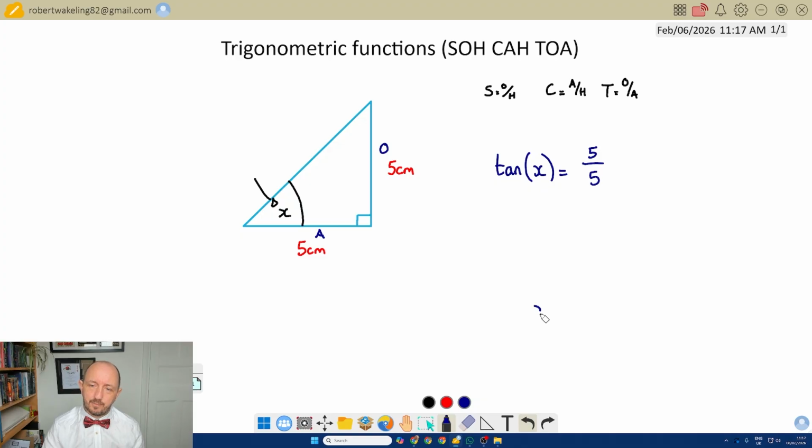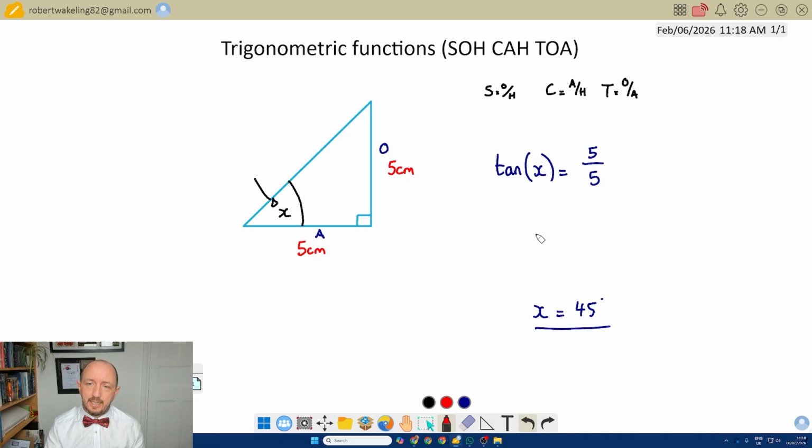45. So the calculator's chucked out an answer of 45 degrees. Okay, how do I actually get that number? Because last time it was times or divide.